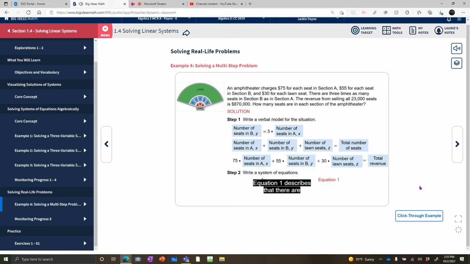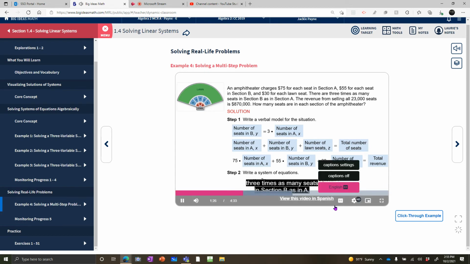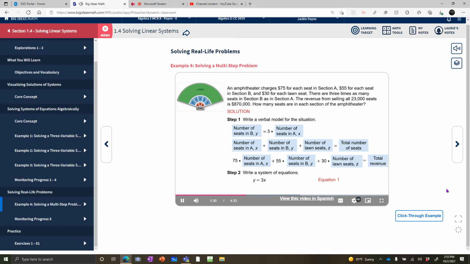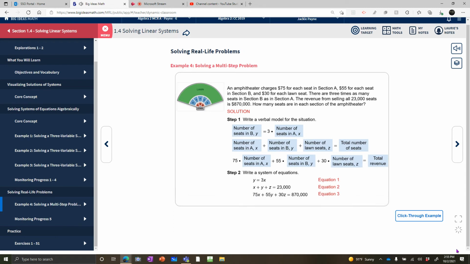Step 2. Use the verbal model to write a system of equations. Equation 1 describes that there are 3 times as many seats in section B as in A, or y equals 3x. Equation 2 describes that the total number of seats is 23,000, or x plus y plus z is 23,000. Equation 3 describes the total revenue from the 3 sections, or 75x plus 55y plus 30z equals 870,000.